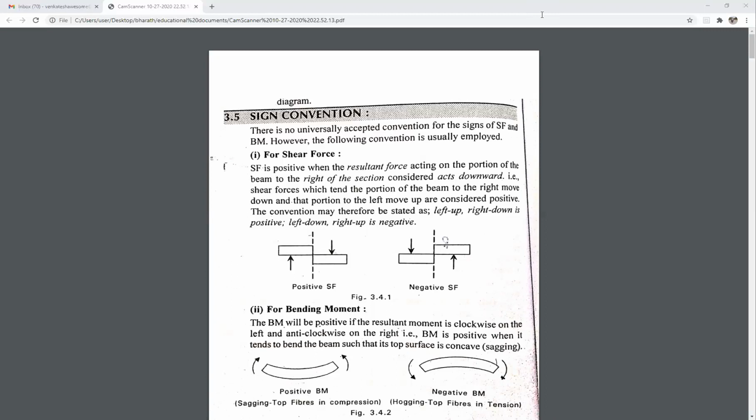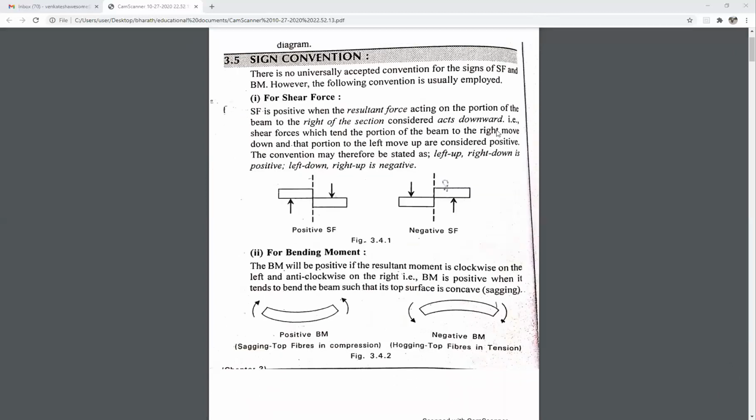In this session we are going to discuss a few more concepts and a few more problems on SFD and BMD. Before going to that, let me revise the sign conventions. Have a look at this screen. This is the sign convention for the shear force, and this is the sign convention for the bending moment. All downward forces will be positive.